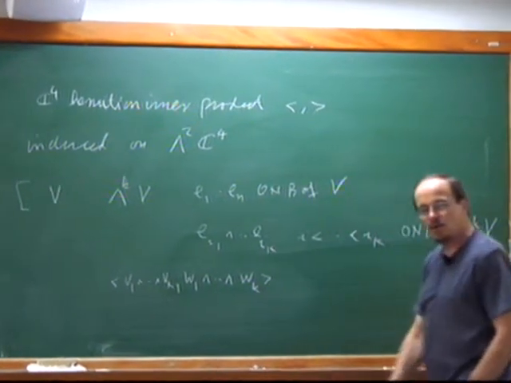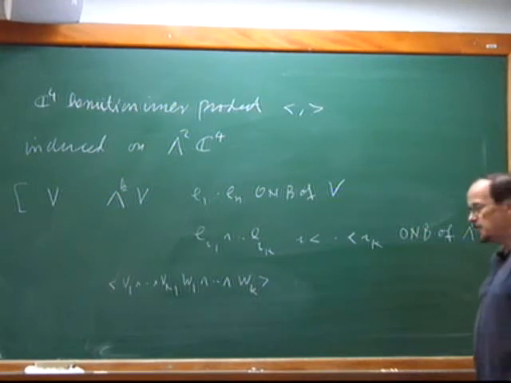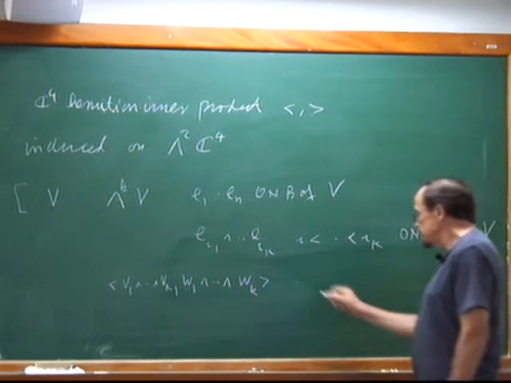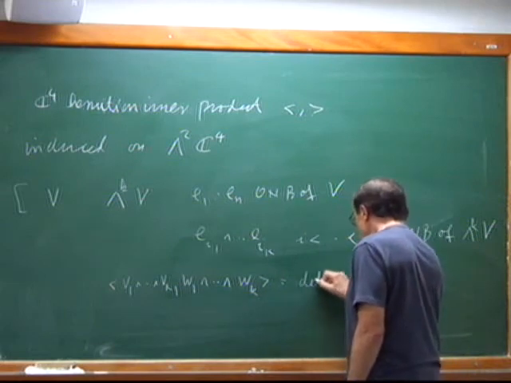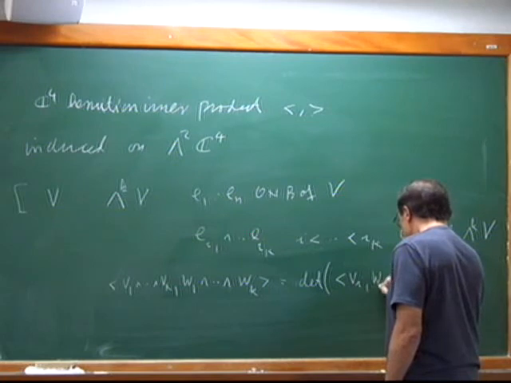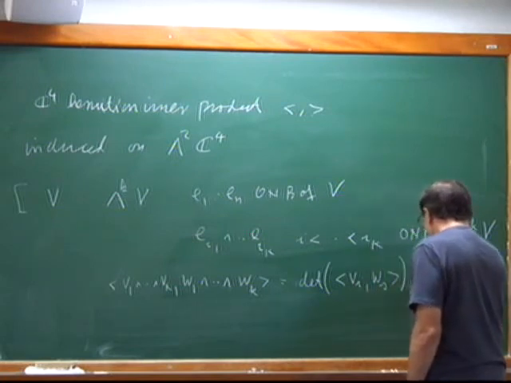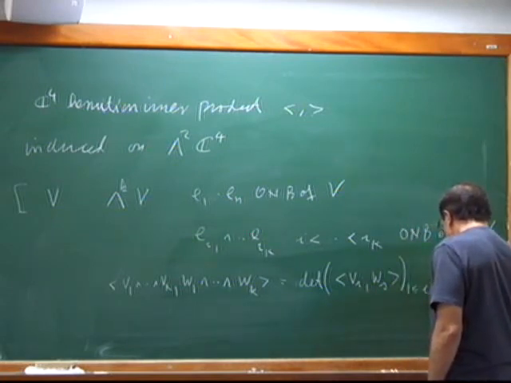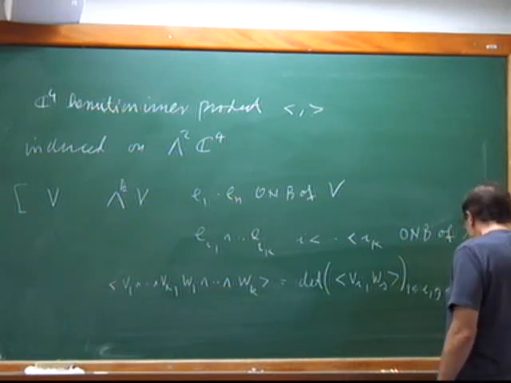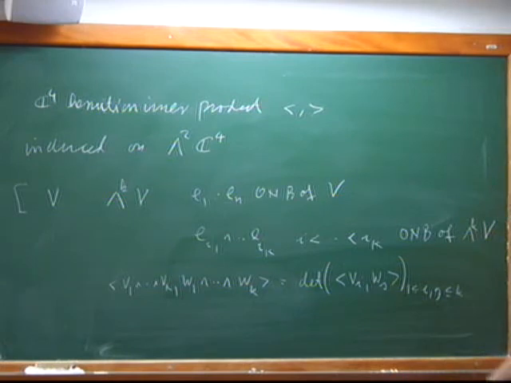Right, so what's that inner product? Have you seen a formula for that? Some kind of determinant. Yep. Determinant. What can I do? Take all the various inner products, with i, j going from 1 to k. It's a k by k matrix of all possible inner products.